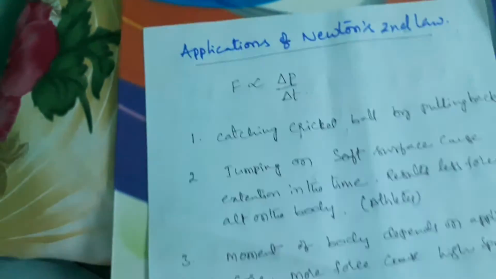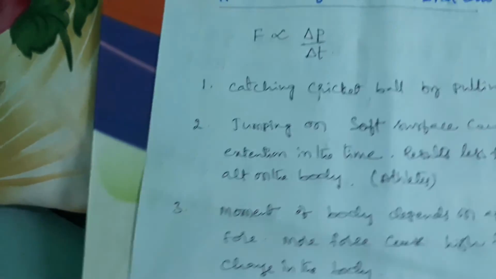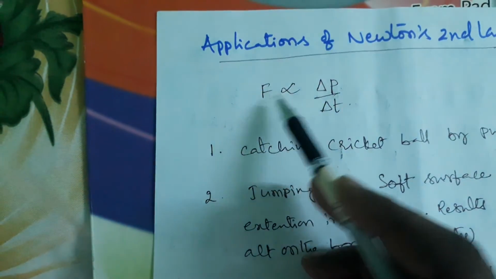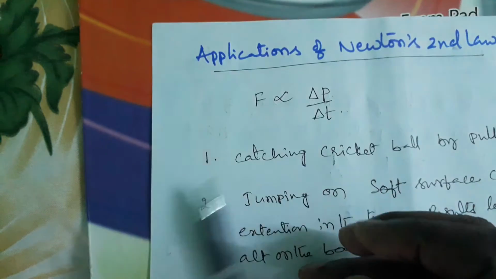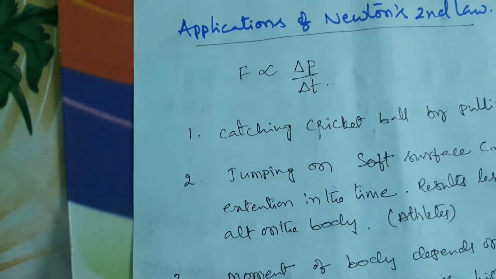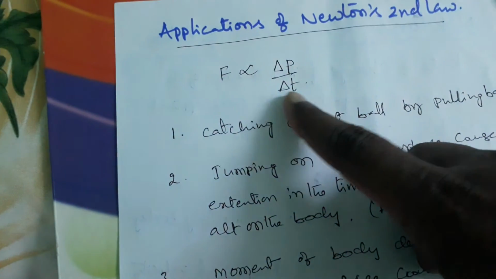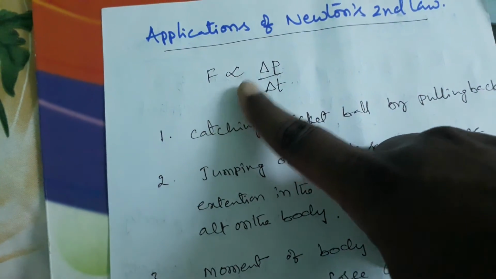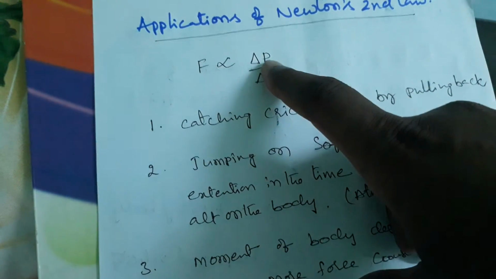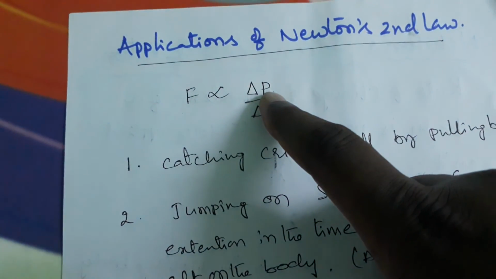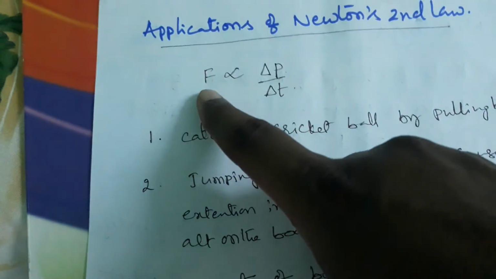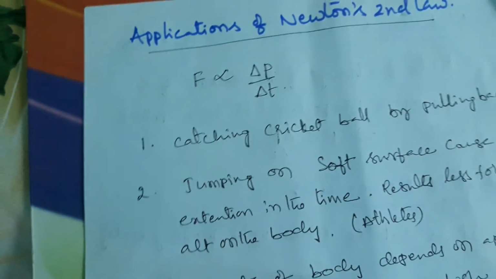Now, applications of Newton's second law of motion. When we apply force, the change of momentum increases. A huge force causes a huge change in the velocity. Mass will not change, only the velocity. And also force and delta t are in inverse proportion.